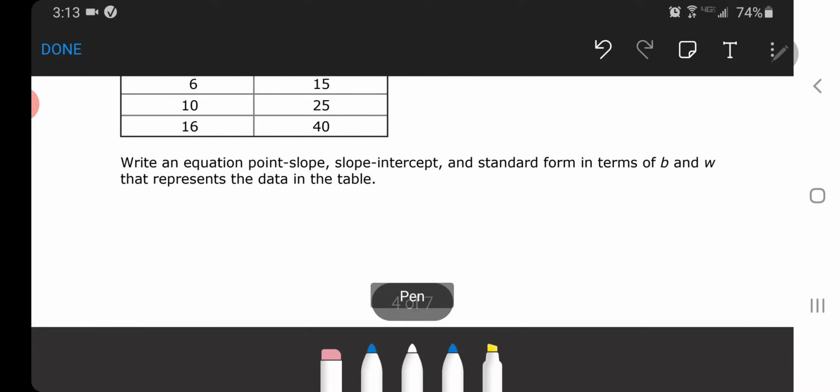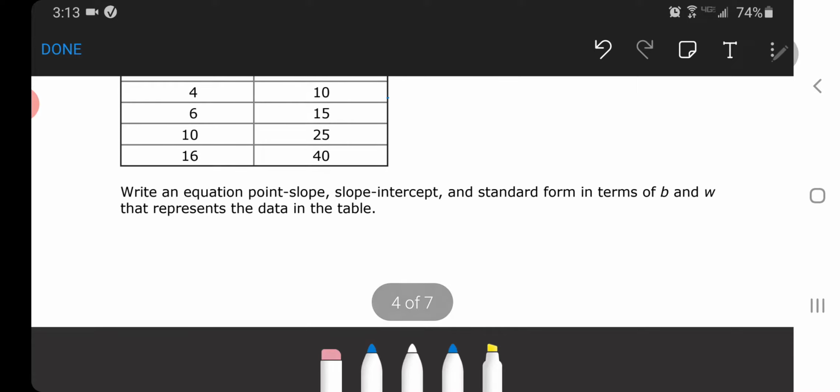So, sure, I can see these. We want to write it in point slope form, slope-intercept form, standard form. Well, in order to write a point slope or slope-intercept form, we need to find our slope first. So let's go and find our slope. You can do it a couple of different ways: changing y over changing x, or y2 minus y1 over x2 minus x1. Let's do both routes just so we get a little bit of practice.